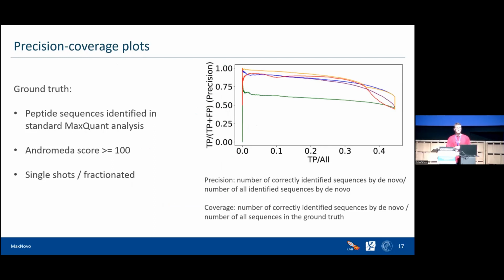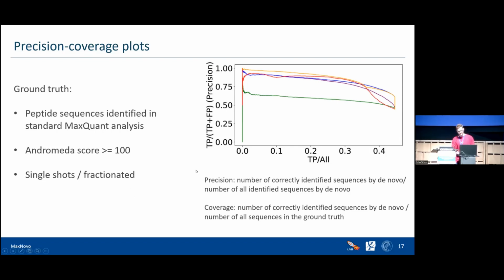Secondly, there was the task of how to assess accuracy for a de novo algorithm. Usually we do precision recall plots, but that's not the case for our settings. So we came up with precision coverage plots. We defined ground truth as peptides identified by Andromeda, both in single-shot and fractionated runs, with Andromeda score higher than 100. So peptides identified this way were our ground truth.